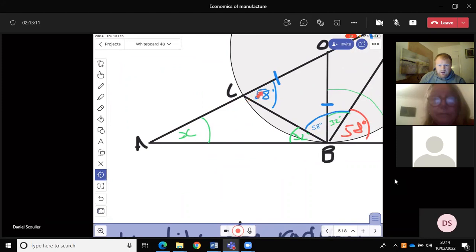Well, I know that's 58 degrees. I know that that line OCA is a straight line, horizontal line. Okay, so that 58 degrees plus this angle here is going to equal 180.